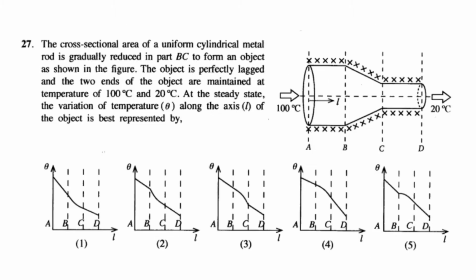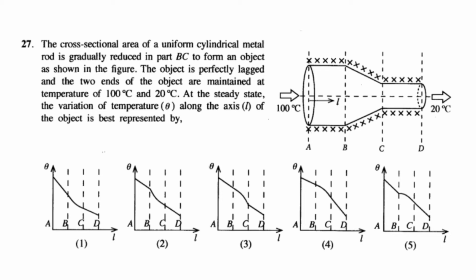Question number 27. A metal object is shown in the figure. Its cross-sectional area varies along its axis. The object is perfectly lagged and the two ends of the object are maintained at 100 degrees Celsius and 20 degrees Celsius. They are asking for the best graph which shows the variation of the temperature along the L axis.